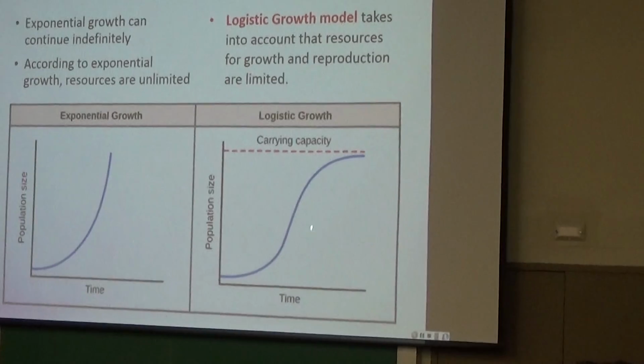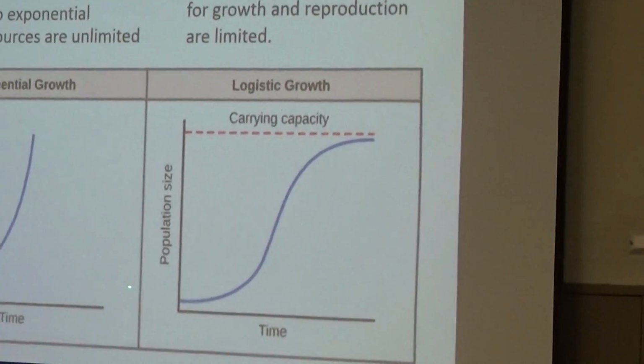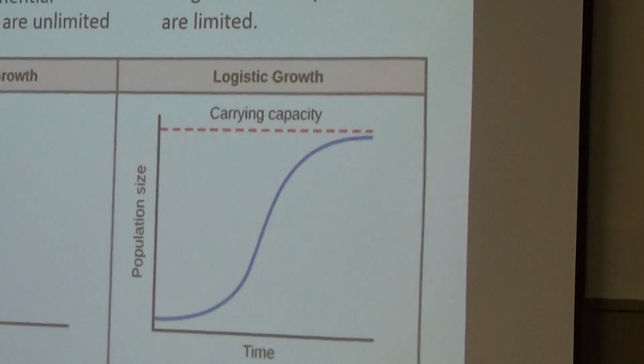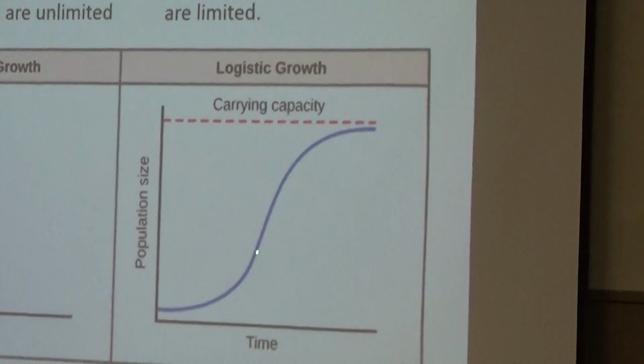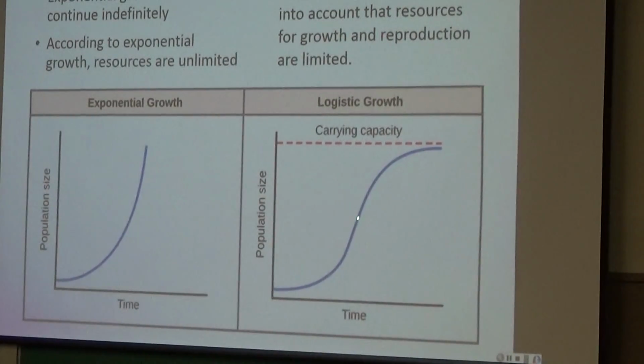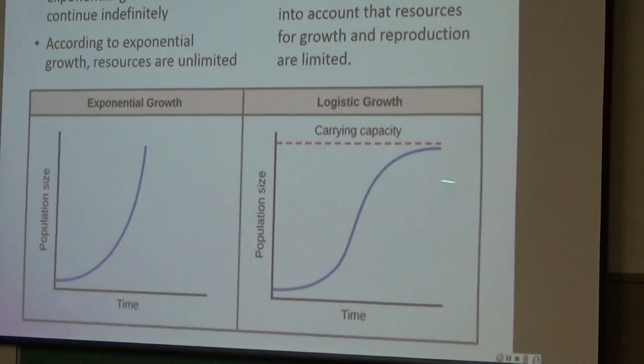You have this S-shaped curve in which at first you observe the population grows, and it looks very similar to the exponential growth. It grows very fast until growth starts to taper, and then it starts to stabilize at a certain population size value. So this is the basic prediction of how populations will grow if resources are limited. So this is the logistic growth model.